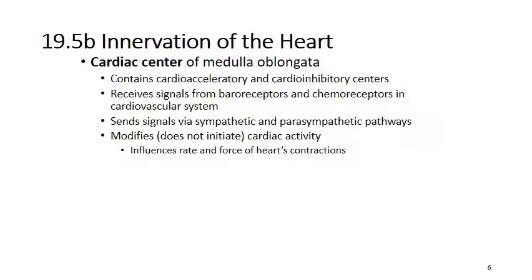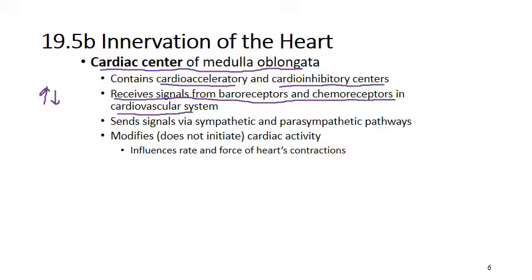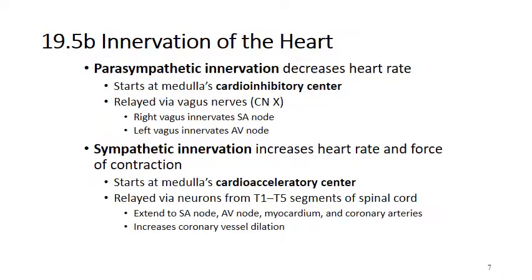So, all right, the cardiac center is found in the medulla oblongata. It's going to contain cardioacceleratory and cardioinhibitory centers, so things that are going to speed up the heart and things that are going to slow it down. So we receive signals from baroreceptors and chemoreceptors in the cardiovascular system within the cardiac center, and then it's going to send signals via the sympathetic and parasympathetic pathways of the nervous system, and it's going to modify, not initiate, the cardiac activity. So it'll just influence the rate and force of the heart's contractions.